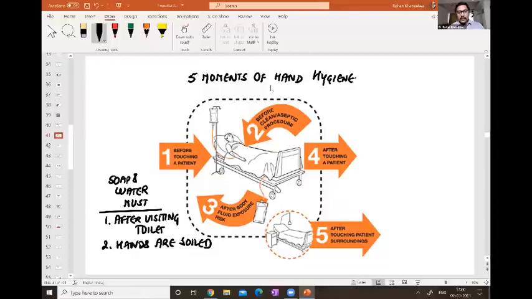Very important in the age of corona. This is very important. VAC can also be used, correct? I'll tell you about VAC as well. But more importantly for your exam, please remember this, the 5 moments of hand hygiene. The 5 moments of hand hygiene when you should use a sanitizer.